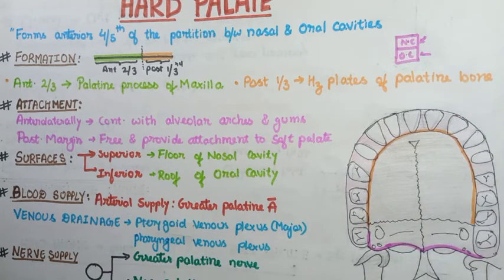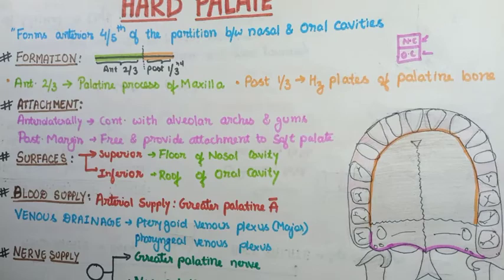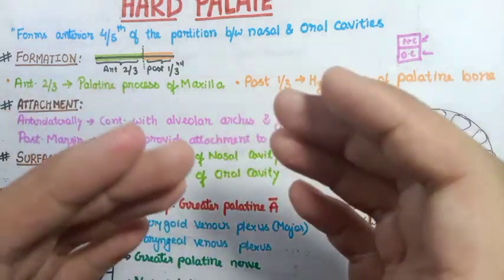What about the blood supply? It receives its arterial supply from the greater palatine artery. Greater palatine artery is a branch of the third part of the maxillary artery. Maxillary artery is also very important from examination point of view.